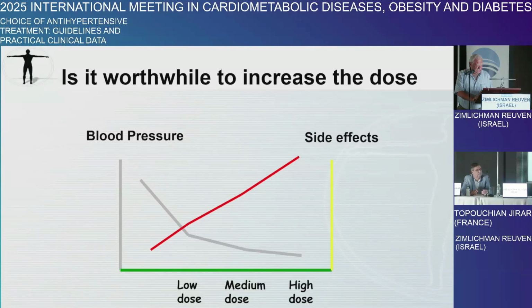So the main thing is we do not use enough aldosterone blocking agents. And we have to think of it. In many patients, it will bring a big benefit.